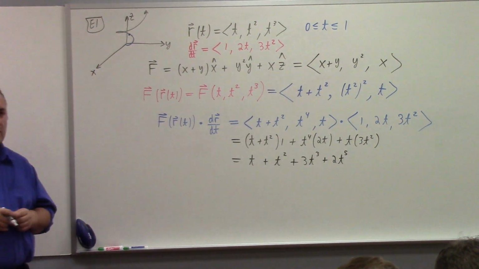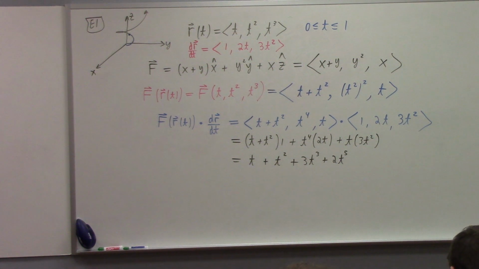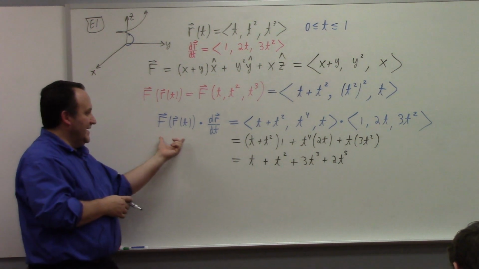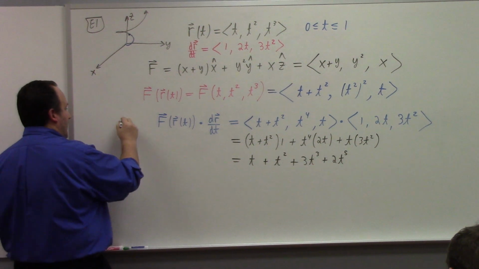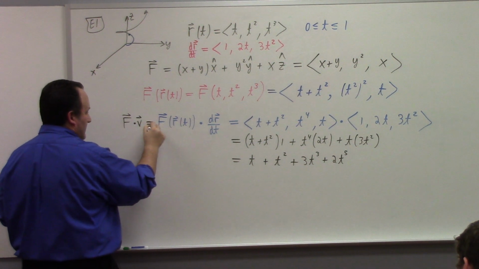Can anyone tell me what this represents physically? This actually has a meaning, what I've just calculated. What is this that I've calculated? Yeah? Sort of like the force in the direction of the motion. That's kind of it. But it's not a force, right? Because it's a force dotted with velocity. This is F dot v, right? How about that? If I say it that way, does anybody remember from your high school physics what F dot v was?